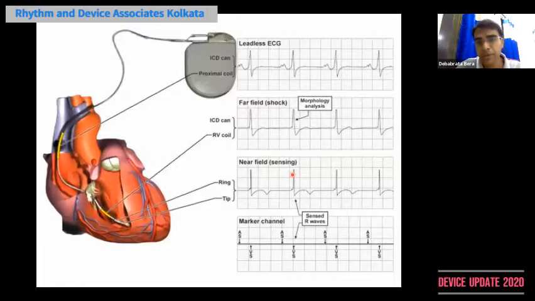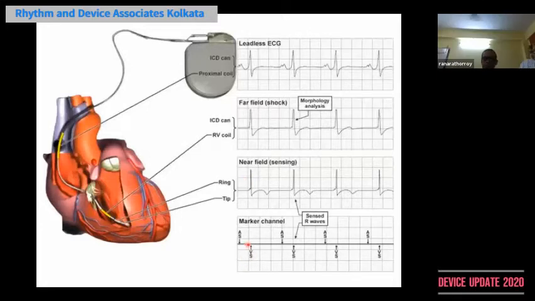The second important thing is called the marker channel. If there is a discrepancy between the two, what is reflected in the marker channel is generally, by default, the near field signal. As I said, this is more pure. This is a little purer signal. So this is reflected in the marker channel. So this QRS complex reflects as VS.